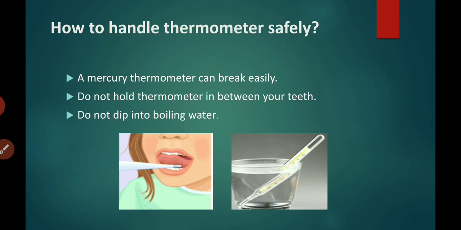Do not hold the bulb of a glass thermometer when you are taking a temperature, as it will show your body temperature, not the temperature of the patient.